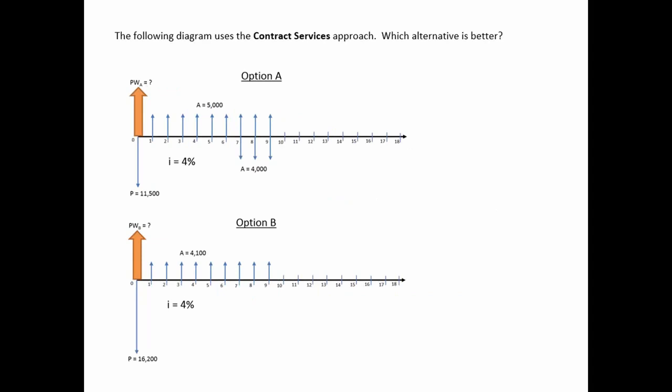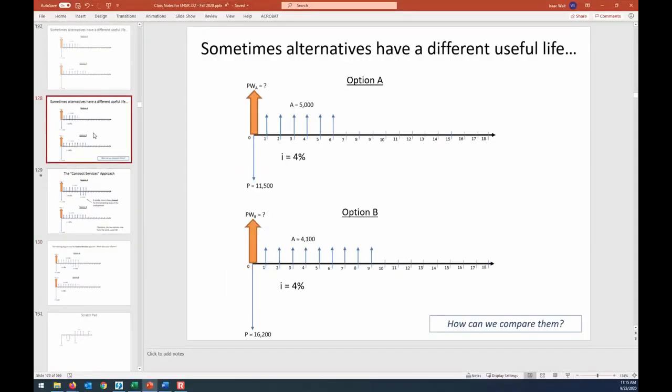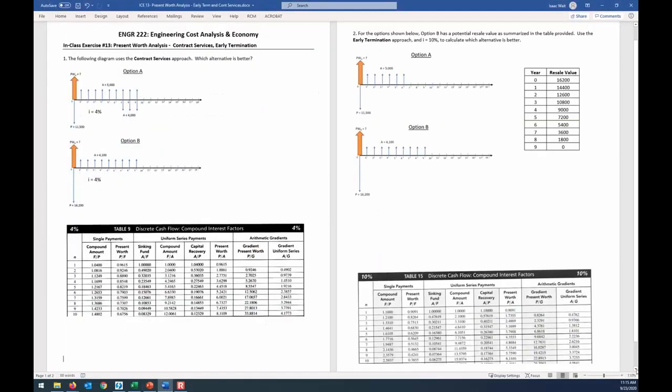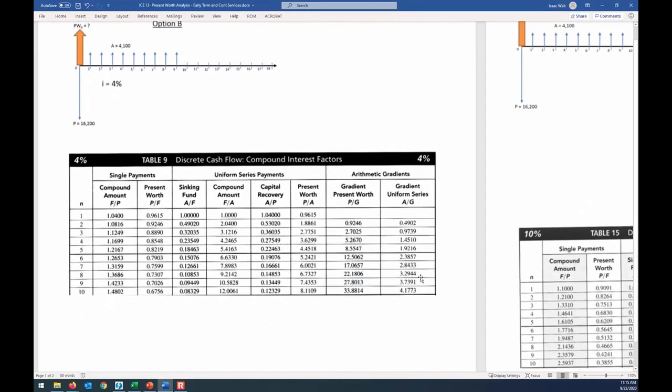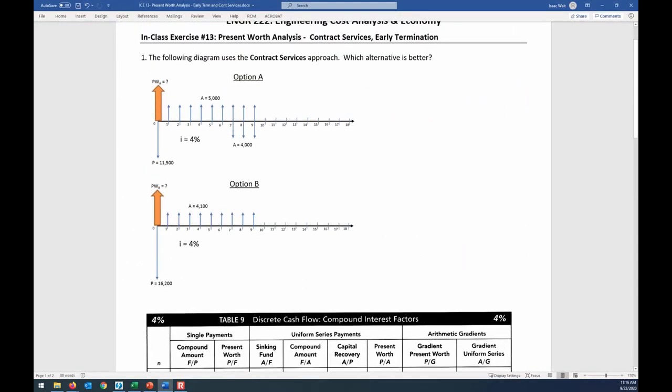All right, so here is the first part of today's in-class exercise. I hope you've got those printed out. What we're going to do is compare option A and option B. We said we originally had that shorter cash flow diagram, and now some item is available for us to lease, and we're going to do that. So both of these go through 9 years, and which alternative is better is what I'd like you to analyze.